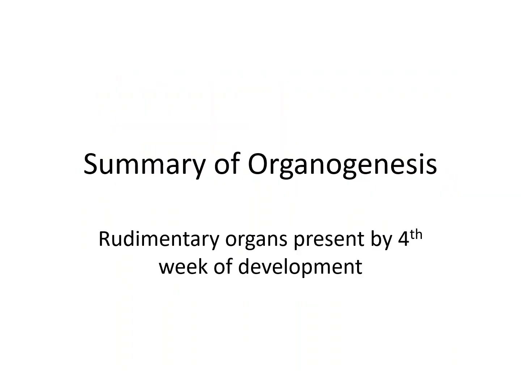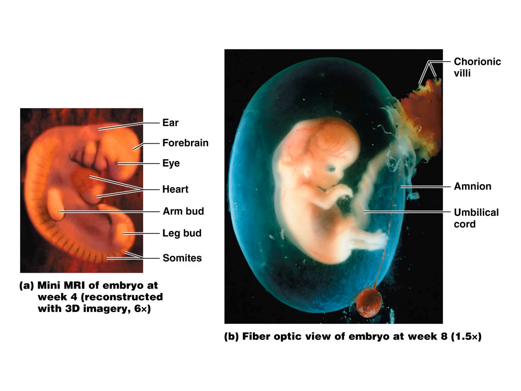Okay, so let's look at a summary of organogenesis. Okay, by week 4, we have the rudimentary organs present. Okay, so here's week 4 of an MRI. You see the somites down here. Okay, here's by week 8.